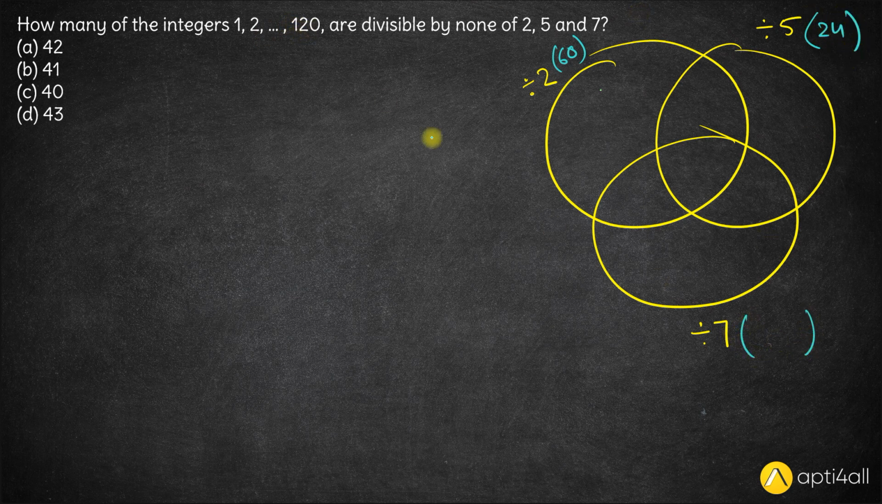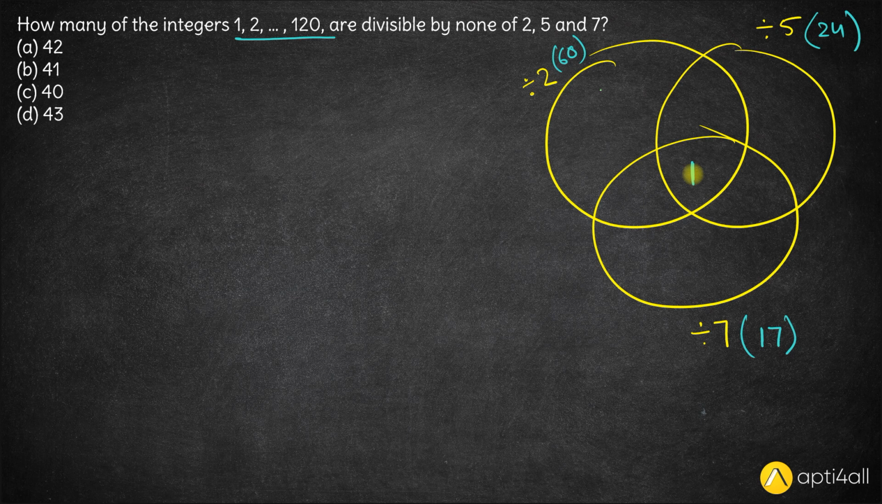Similarly, the numbers divisible by 7 will be every seventh number. 120 by 7 is effectively 17, so there are 17 numbers divisible by 7. Now first let's calculate how many of these numbers are divisible by all of 2, 5 and 7. Numbers divisible by all of them will be divisible by their LCM as well. The LCM of 2, 5 and 7 is 70. 120 divided by 70, the quotient is 1. So there is only one number divisible by all three.